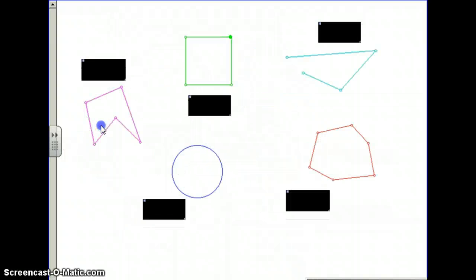Okay, let's look at these. See if you can identify which ones are polygons, which ones are convex and concave. Take a second, push pause, and think about it.